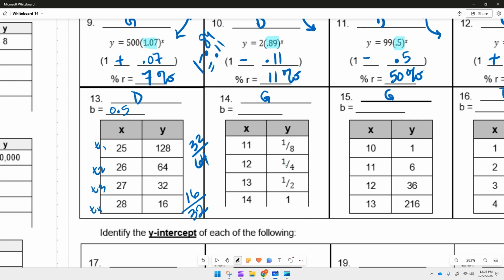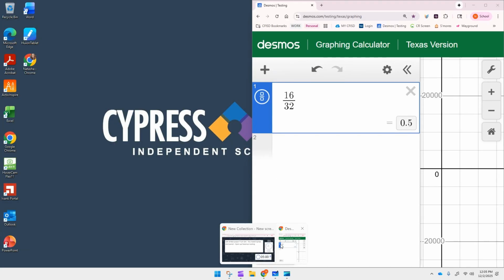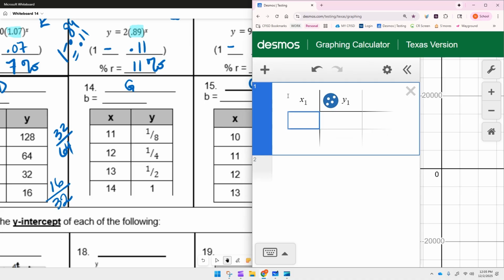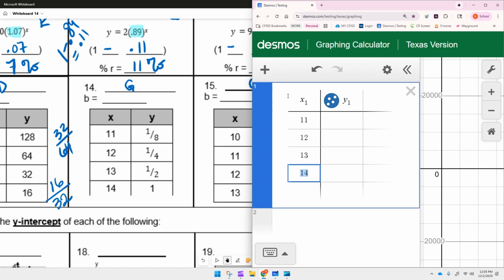Now, it gets a little tricky with number 14 because we have fractions. So my recommendation for you is if you have fractions, we're going to go ahead and open up Desmos. And we're going to open up our table and we're going to enter our table list of values. And I'm going to put them exactly as they are.